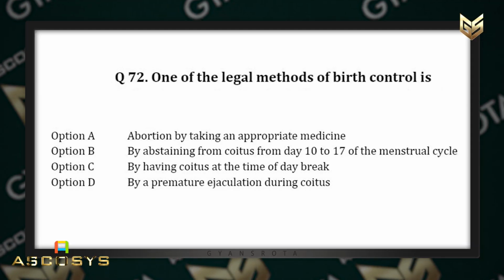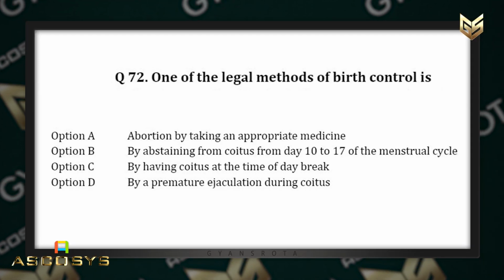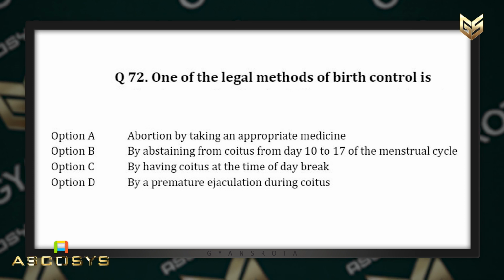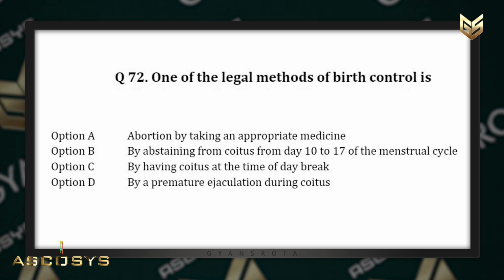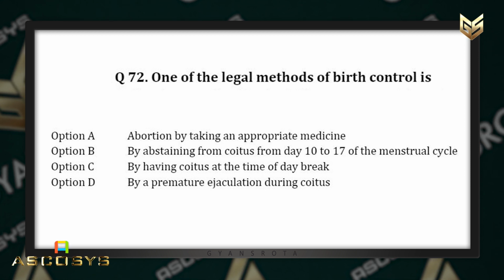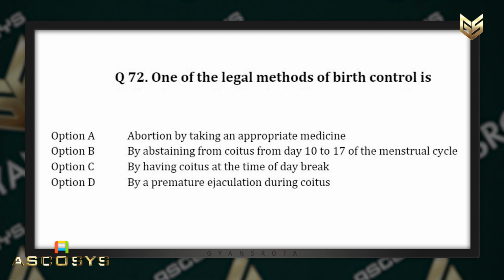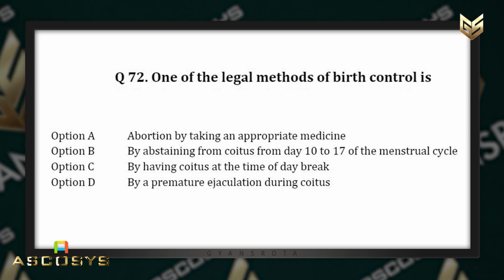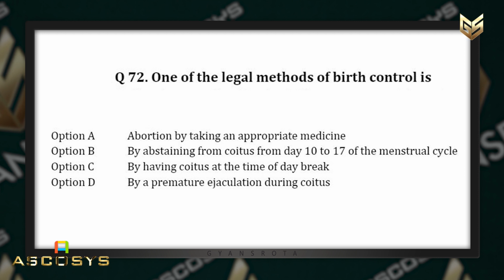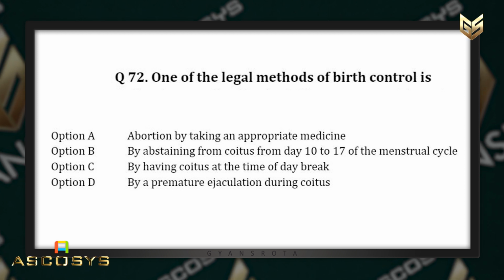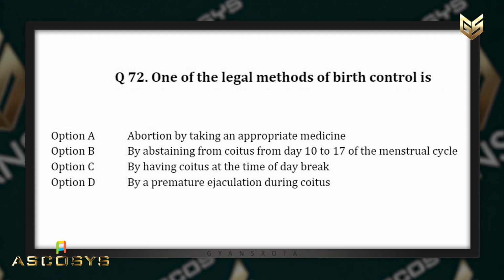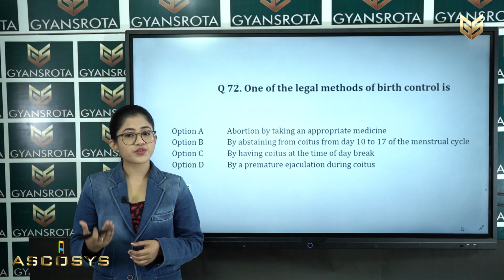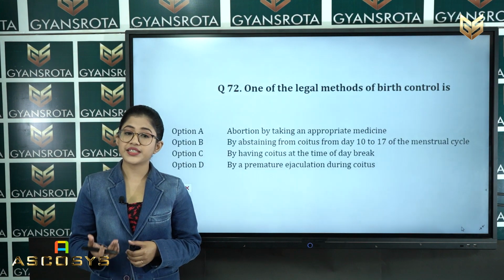In question number 72, it is written, one of the legal methods of birth control is option number A, abortion by taking appropriate medicines. Option number B, by abstaining from coitus from day 10 to 17 of the menstrual cycle. Option number C, by having coitus at the time of daybreak. Option number D, by premature ejaculation during coitus. Student, this is from the chapter Reproductive Health.